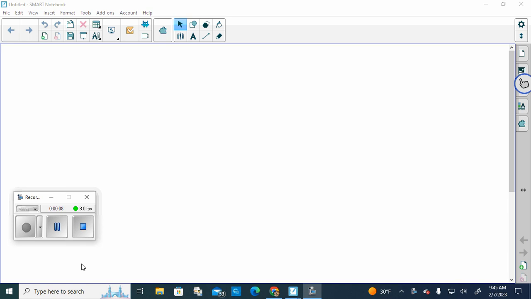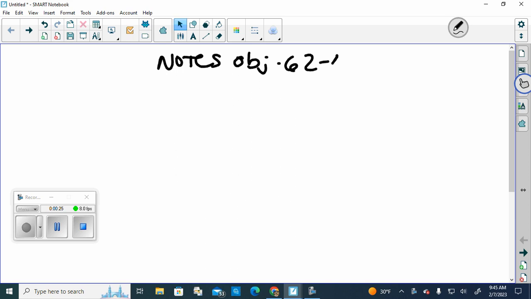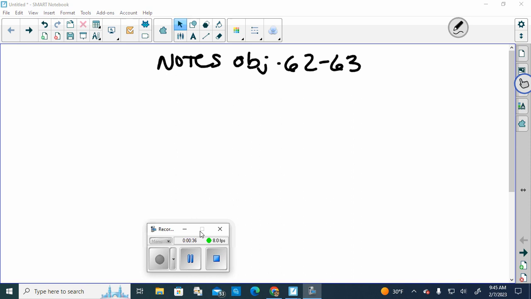Okay, these notes are similar to your previous notes, just a few more steps in combining things. So you're going to label it as notes, and it's objectives 60 to 63. Okay, so objective 62 is multiplying two binomials. So we've got two sets of parentheses that we're distributing and then combining like terms. And then objective 63 is multiplying binomials by trinomials.